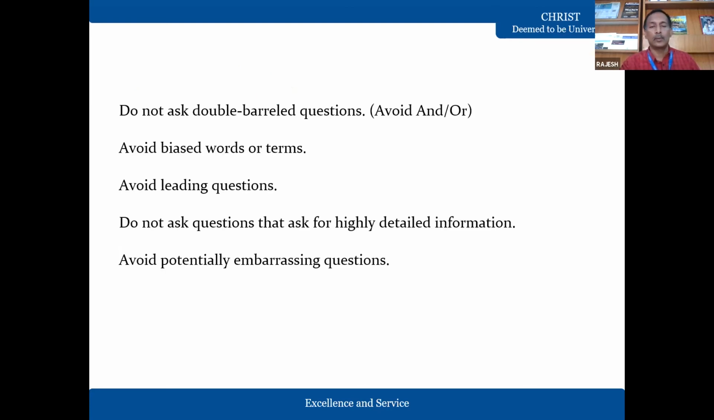Don't ask double-barreled questions. Avoid biased words or terms. Avoid leading questions, and don't ask for highly detailed information, and avoid potentially embarrassing questions. All right. So these are things that you need to take care of while constructing the questionnaire. Once you practice it, it will come automatically. Maybe initially, the first 2 or 3 times it might be difficult, but over a period of time you will master it.